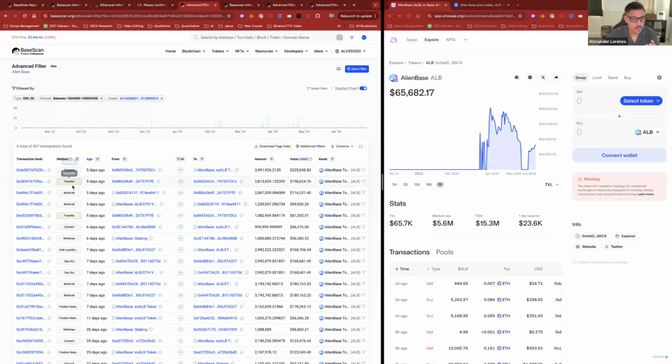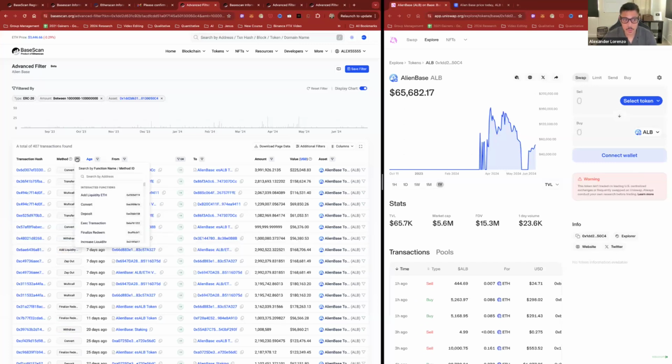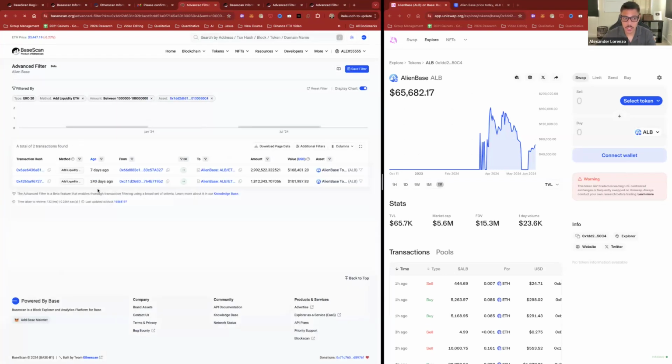225,000. No, this is a conversion, but okay, here's another thing, and this is where I'm a little bit confused. I'm still trying to figure this out. But you can actually select the method add liquidity. This is different from anything we've seen, even Nansen itself. Nansen doesn't give you that option. So you can see exactly 7 days ago, somebody added $168,000 worth of ETH to the liquidity pool.